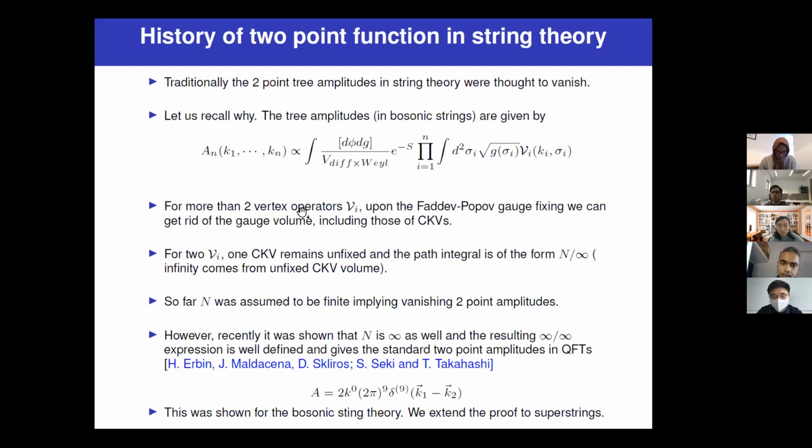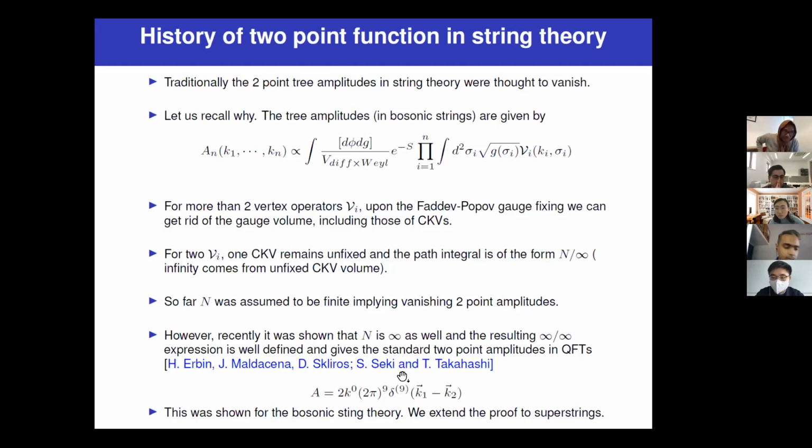Now, when there are more than 2 vertex operators, using Faddeev-Popov gauge fixing, we can get rid of the gauge volume in the denominator, and this volume includes those of the conformal Killing vectors. Now, for 2 vertex operators, one of the CKVs remains unfixed, and the resulting path integral is of the form N by infinity. So far, N was assumed to be finite, implying that the 2-point function vanishes. But recently it was shown that N is infinite as well, and the corresponding infinity by infinity expression was shown to be well defined, and it gives the standard 2-point amplitudes in QFTs, which is given by this expression.